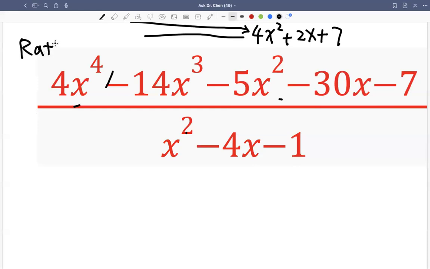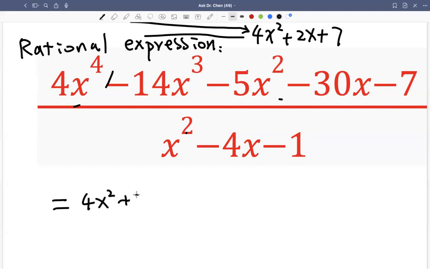So we are simplifying this rational expression. Why do we call it rational? Because the variable x appears in the denominator, right? So that equals 4x squared plus 2x plus 7, okay? So a polynomial of degree 4 divided by a polynomial of degree 2. So we get a quotient polynomial of degree 2.